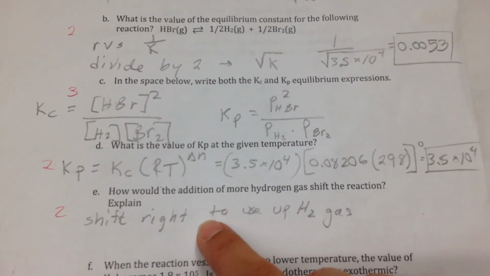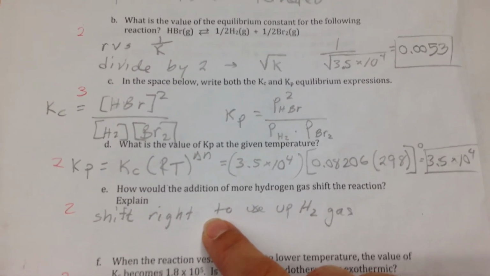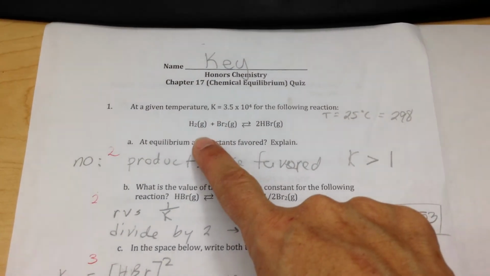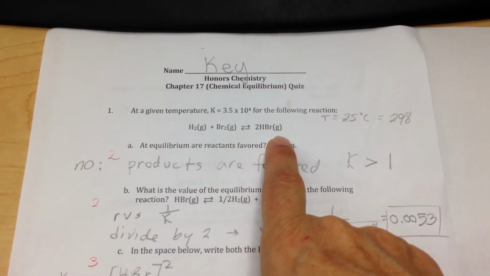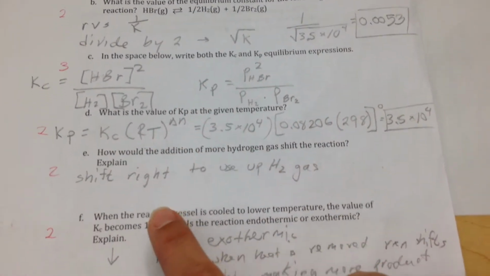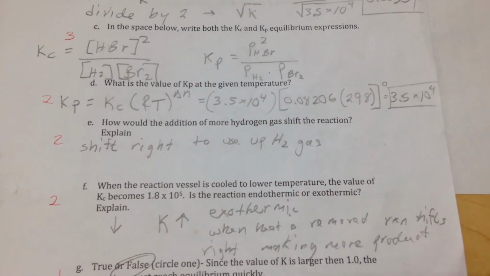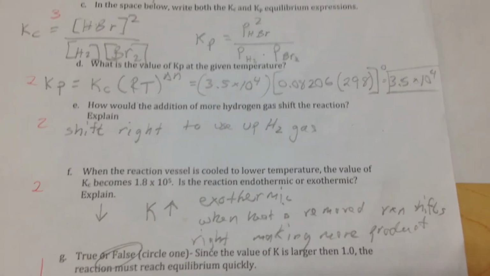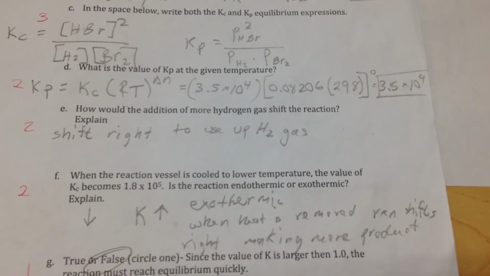How would the addition of more hydrogen gas shift the reaction? Well, if you add hydrogen, it's going to try to use the hydrogen up, so it's going to shift to the right.